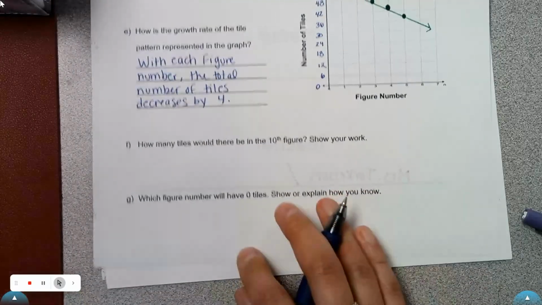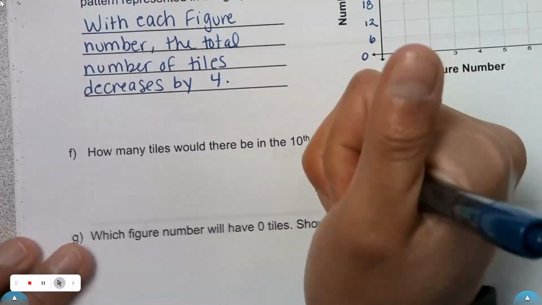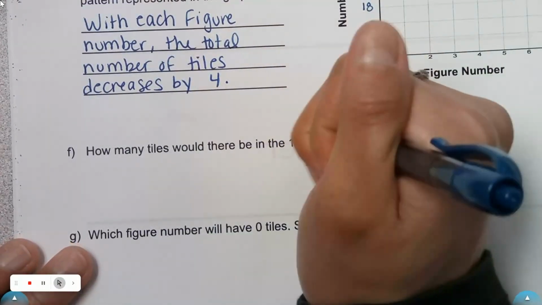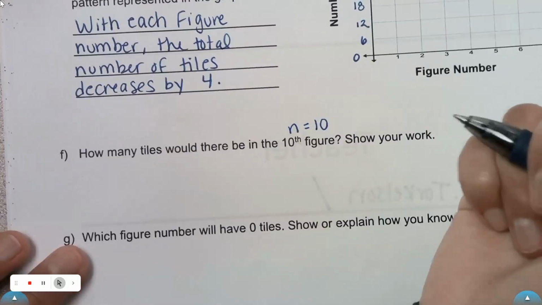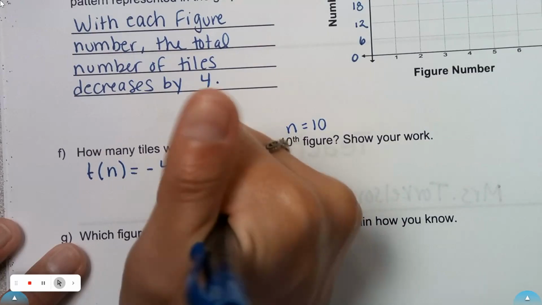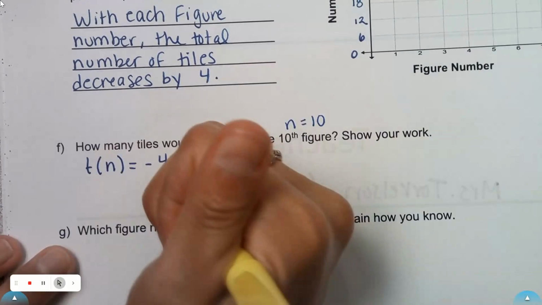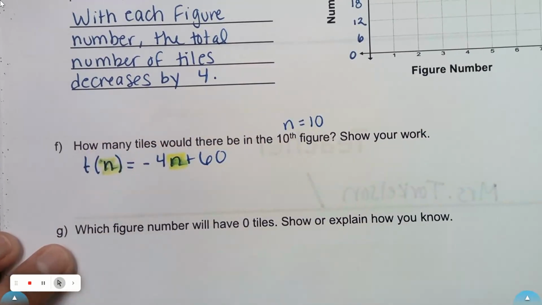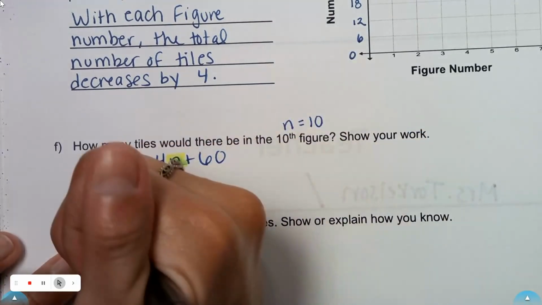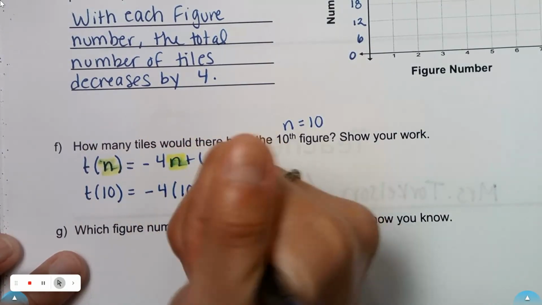All right, part F says, how many tiles will there be in the 10th figure? Show your work. This is asking for the figure. Remember, figure is represented by the letter N. So for this one, N equals 10. I'm going to use the equation that I created up above in part C. So I'm just going to rewrite it here. And anywhere that I see the letter N, so I see it in 2 spots, I'm going to replace it with the number 10. So I have T of 10 equals -4 times 10 plus 60.